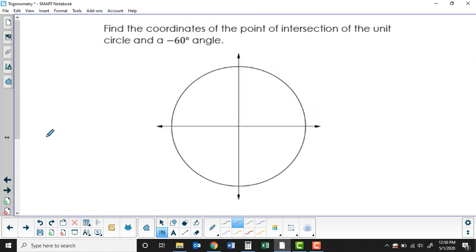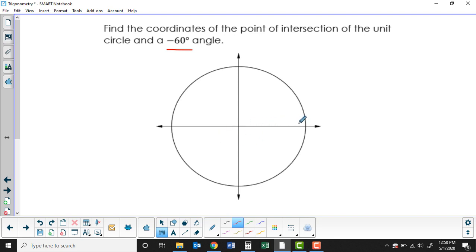Moving on to the next one. Find the coordinates of the point of intersection of the unit circle and a negative 60-degree angle. Guys, this negative right here tells us that this is a clockwise rotation. Counterclockwise is positive, clockwise is negative.